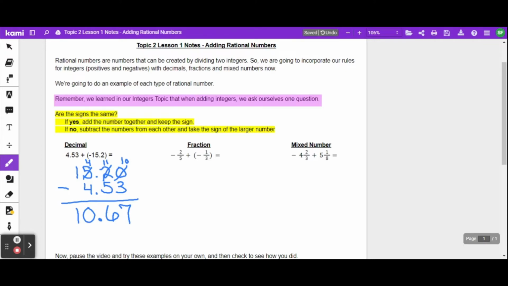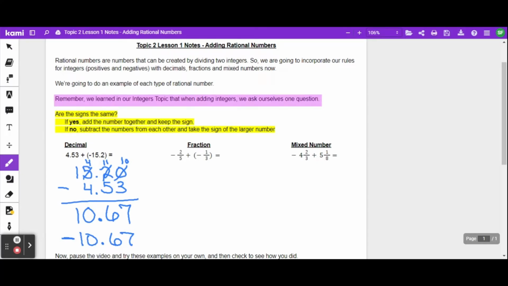And now we need to understand that negative 15.2 is further away from 0 than 4 and 53 hundredths, or 4.53. So we need to make sure that we understand that that final answer is going to be a negative number.